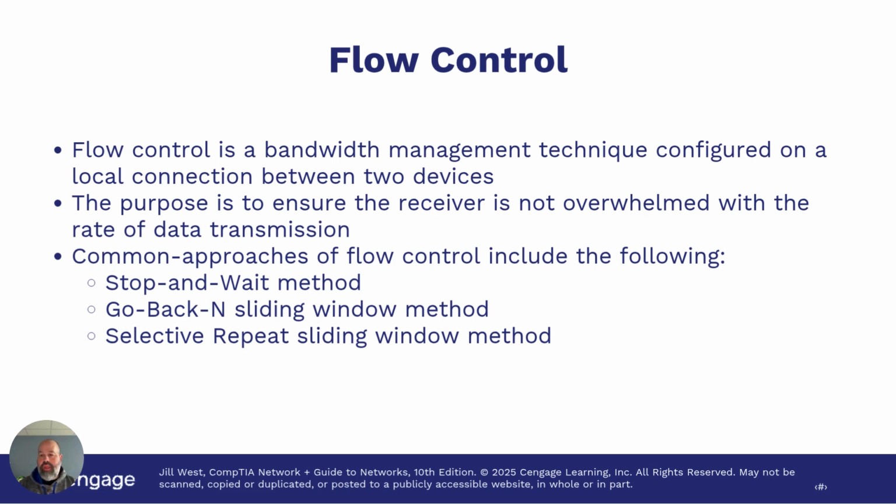Common approaches include the stop and wait method: send one thing, wait for acknowledgement, send the next thing. The go back and sliding window method: send multiple things, but if one fails, go back and resend it from that point. And the selective repeat sliding window method, which is send multiple things, but only resend the ones that failed. It's like the difference between sending letters one at a time or sending a bunch, but being willing to resend the whole group if something goes wrong, or just resending the missing ones.